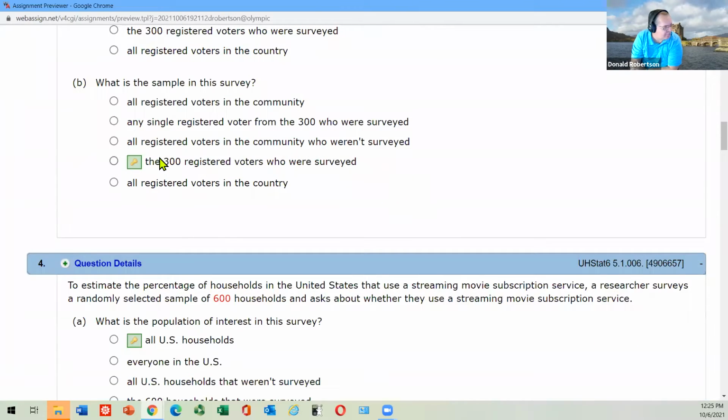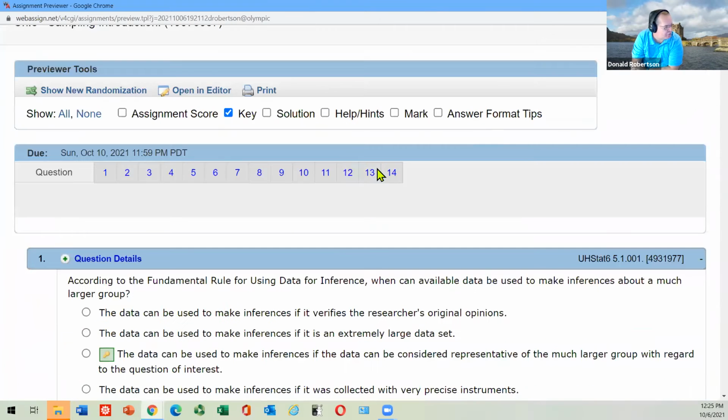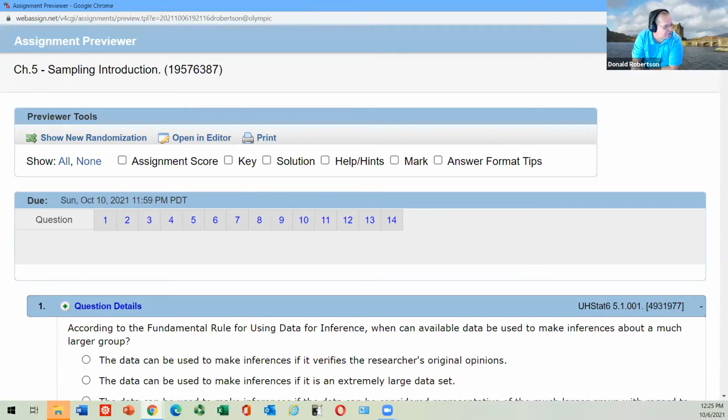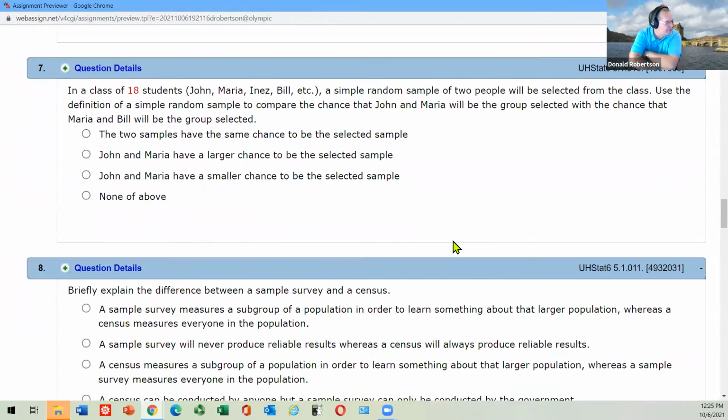In this case, the sample are the 300 people you registered. I think I'm going to put the answers off now because I thought they would cause me problems, but they're kind of distracting me, so I don't want to get too distracted. Let's just move down randomly to here.